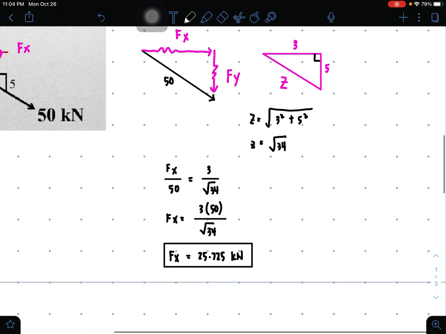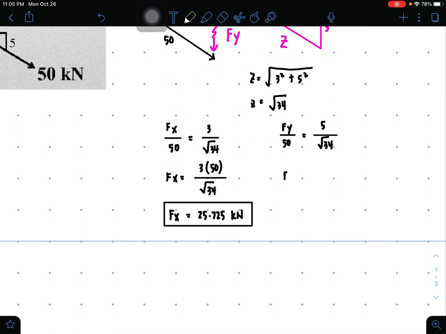How about for fy? So it's the same, fy over 50. So we're using fy and 50. And that is to be equated with, since fy is vertical, we'll use 5. So that's equal to 5. And since we used 50, we will use the z. And z is square root of 34. So now fy is equal to 5 times 50 over the square root of 34.